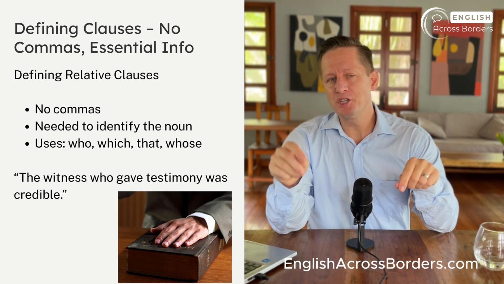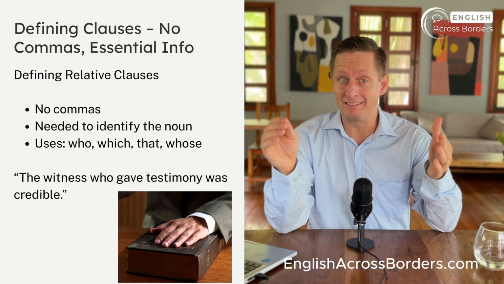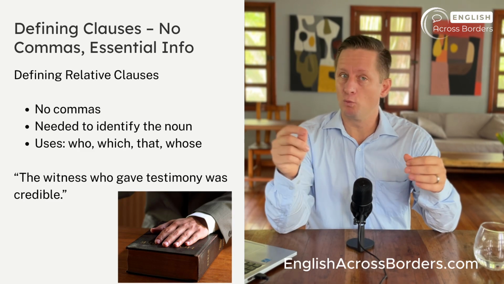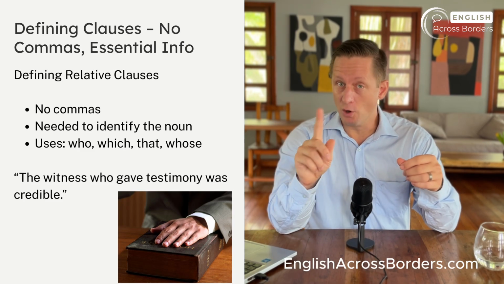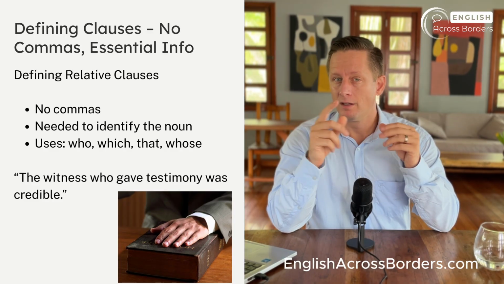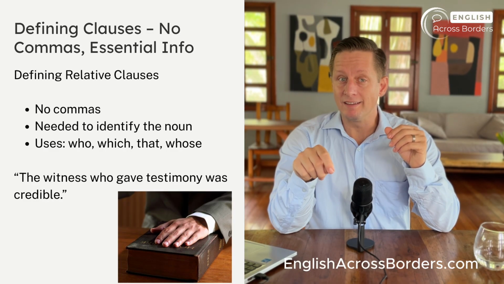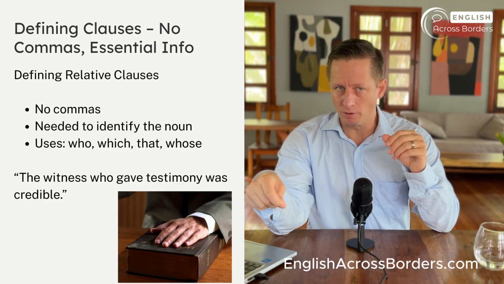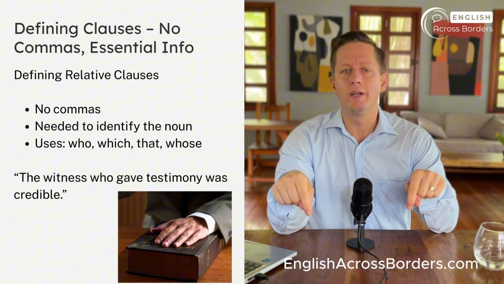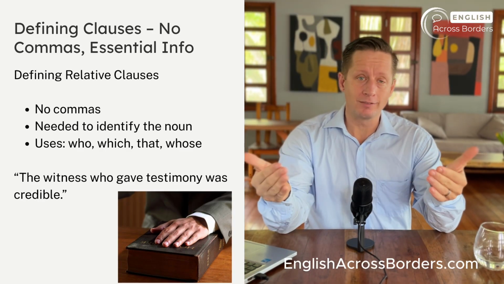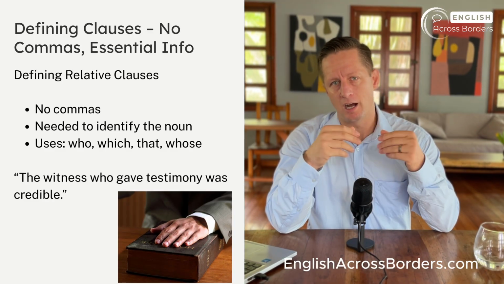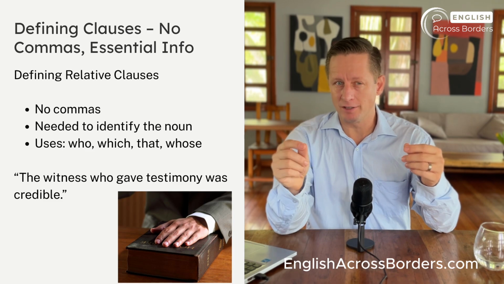Remember, when the information is essential, meaning it tells exactly which person or thing we're talking about, we use a defining relative clause. That means no commas because the clause is part of the core sentence. Look at this example. The witness who gave testimony was credible. We're not just talking about any witness, we're talking about the one who gave testimony. That clause helps us define who we're referring to. This structure is key in contracts where precision is everything.